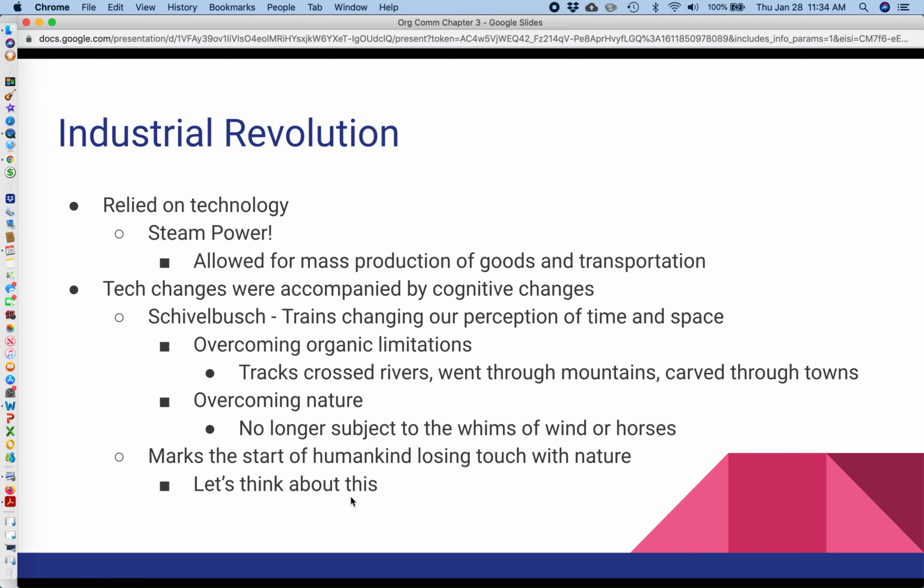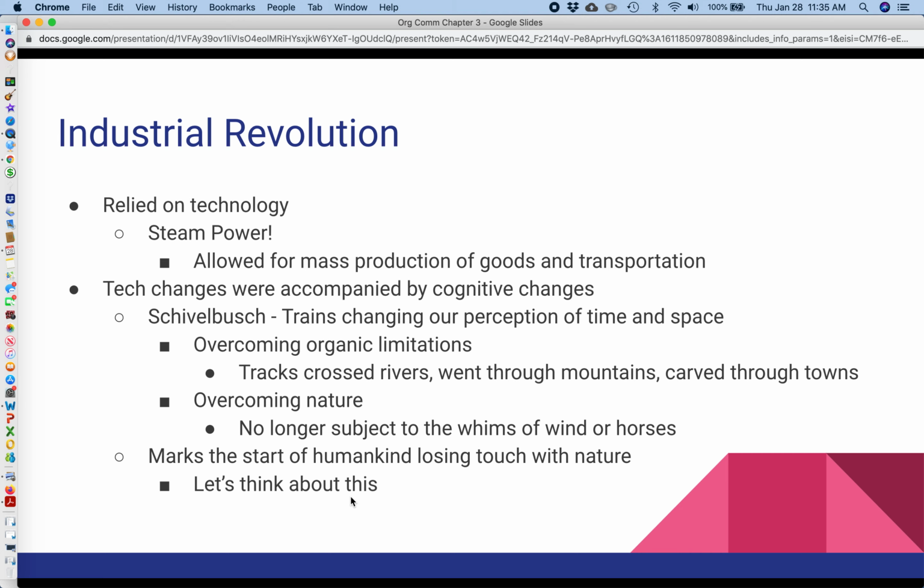All right, so again, the Industrial Revolution relied on technology. And when we think about technology today, obviously we think about digital technology. Here we're talking about steam power. We're talking about very early forms of technologies. And this allowed for the mass production of goods, right? We could really start stamping stuff out really fast. And it also changed transportation.